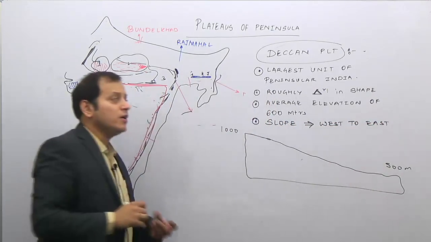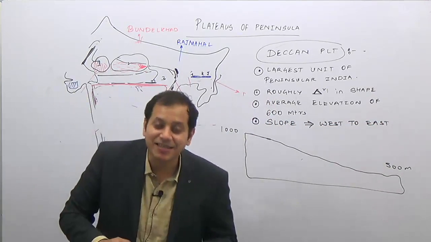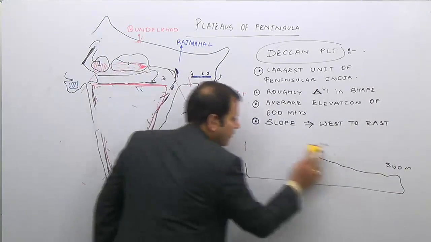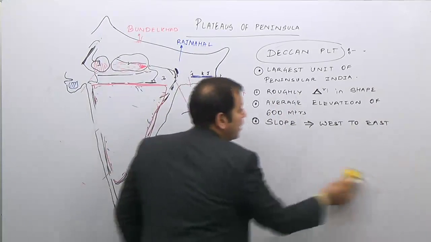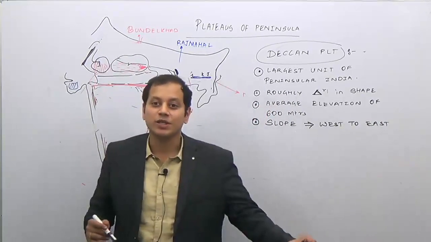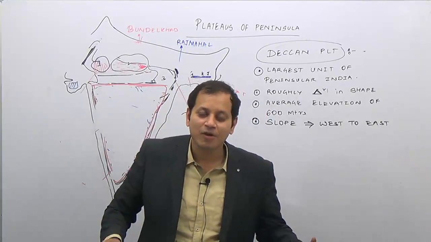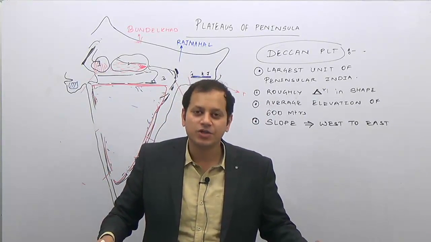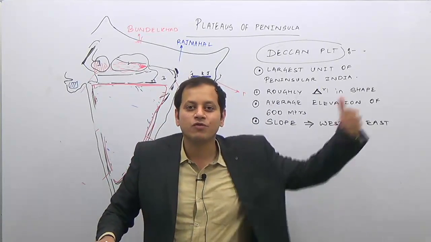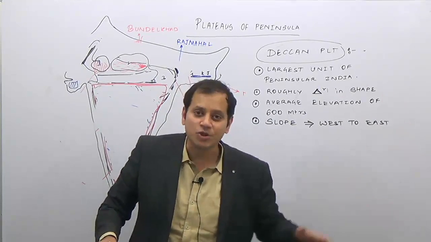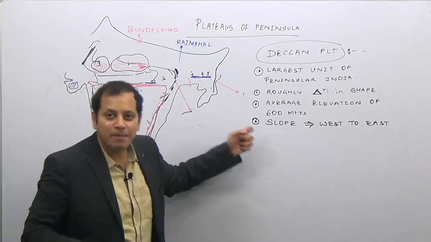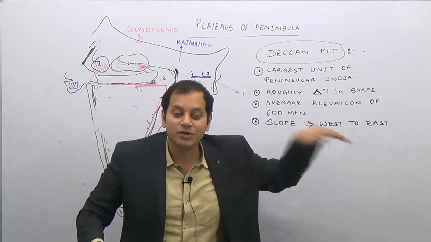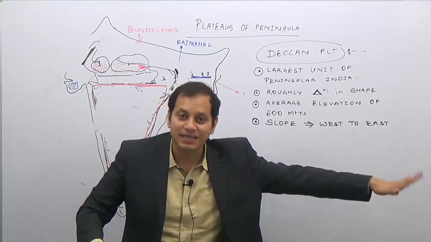Slope is from the west to east, and this is indicated by the flow of the major rivers of the peninsula, or we can say the Deccan Plateau slopes from west to east. How do we know this? Or if the question comes in the examination, why does river Godavari, why does river Krishna, why does river Kaveri flow from west to east and not from east to west? Why? Because the peninsular plateau is sloping from west to east. Therefore, the rivers flow from west to east.